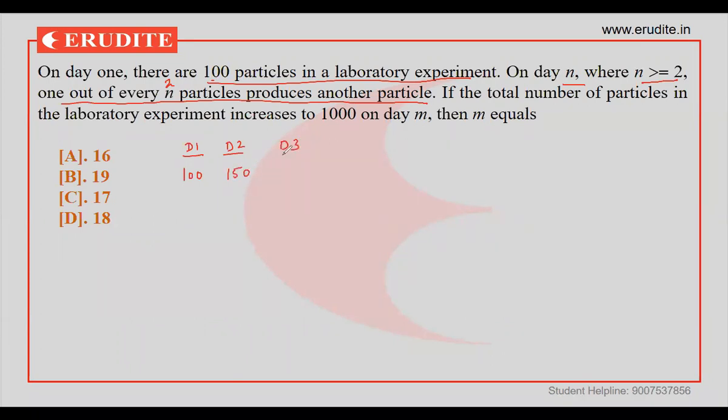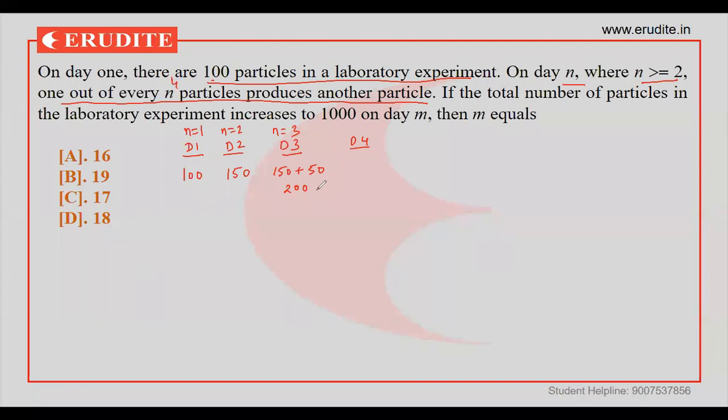Now on day 3, here n is 1, here n is 2, and here n is 3. Now read it again, guys. In this n, replace it with 3. Now every third particle is producing another particle. On day 2, there are 150 particles. Every third particle means 50 particles are producing 1 extra particle each. So 50 more are going to be produced. So on day 3, the population will be 200. Similarly, on day 4, replace n with 4.